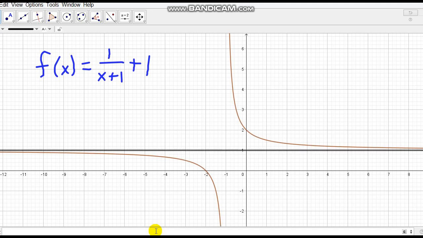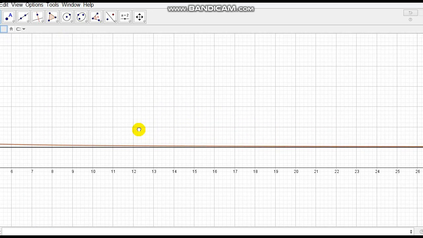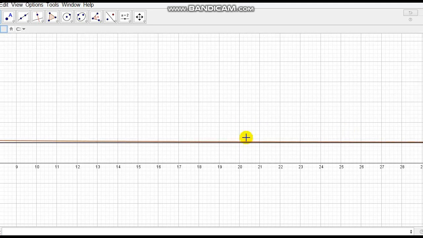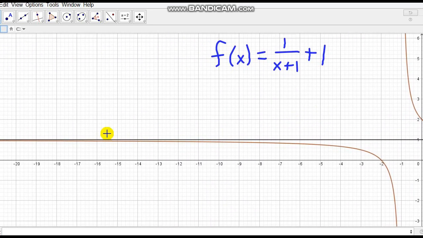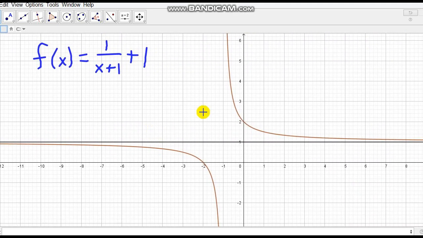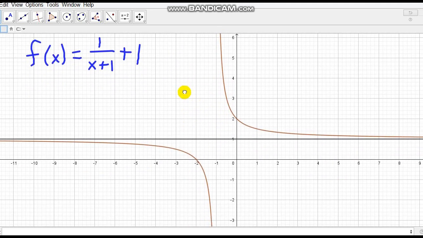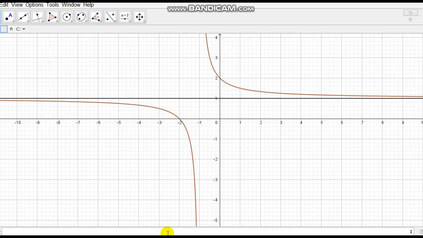Now, observe that the graph f of x gets closer and closer to y equals 1, but it never reaches that point. It just becomes closer and closer, and it does the same thing to the left. At the same time, this graph progresses upwards towards this line and downwards toward the same line as well, but it doesn't touch that line. That line is x equals -1.